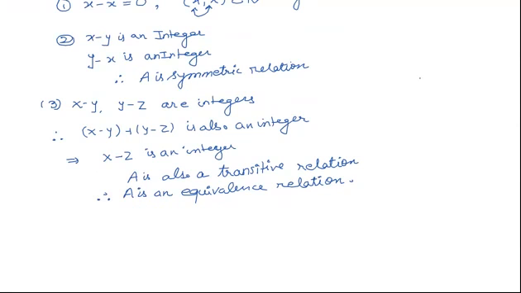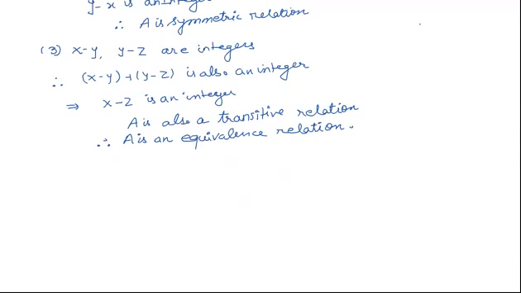Now we check whether B is an equivalence relation or not. The statement for B is that x is equal to alpha y, or we can say that x over y is equal to alpha, and alpha is a rational number.